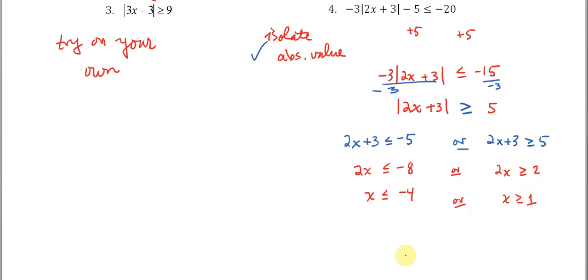So now what we finally have is our answer. x can be less than or equal to negative 4. And we have a less than or equal to, so we can fill in this dot here and it goes this way. Or x is greater than or equal to positive 1. So we can fill in this dot and have it go that way.